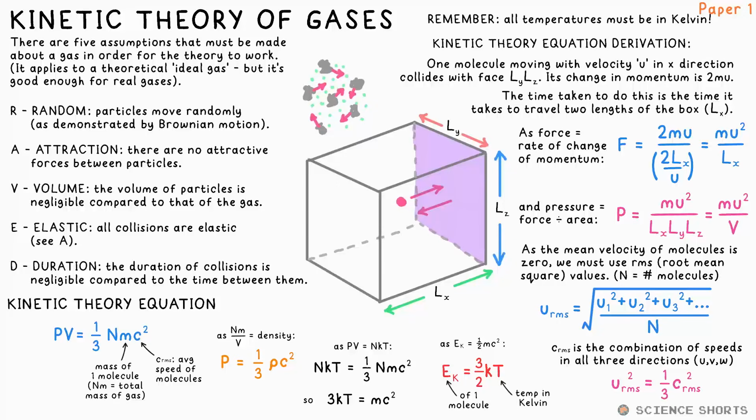Notice there is no mass in the equation. That means no matter what particles you have in a gas, say it's air, it has nitrogen, oxygen, carbon dioxide molecules, they all have the same kinetic energy because they're at the same temperature. However, as they do have different masses, they will have different speeds.